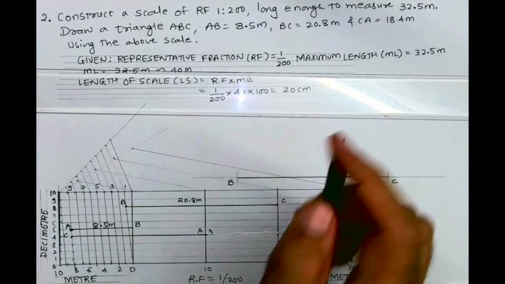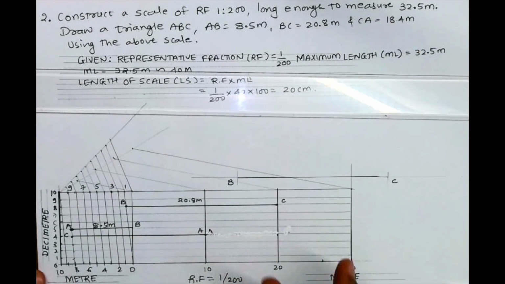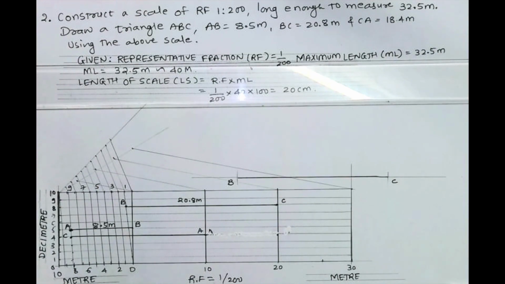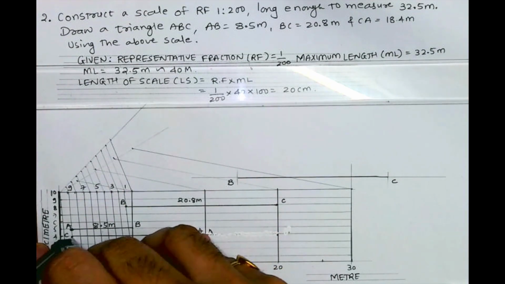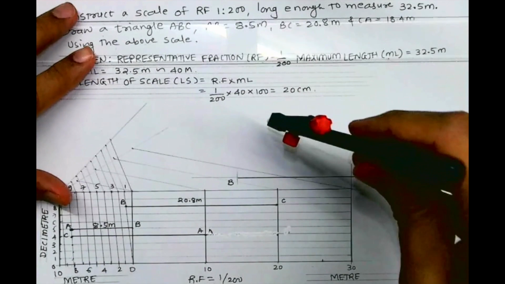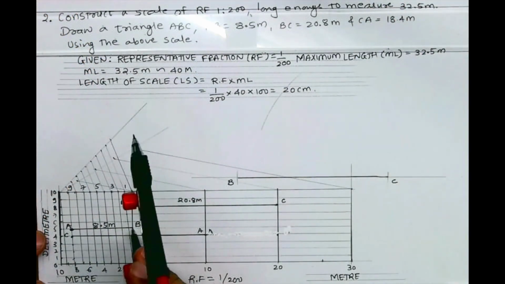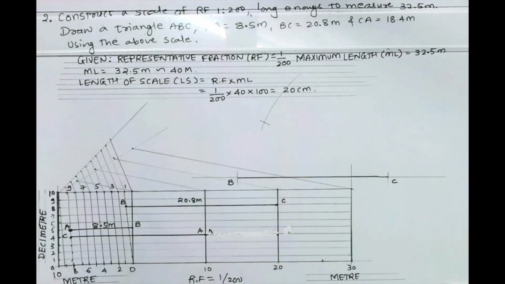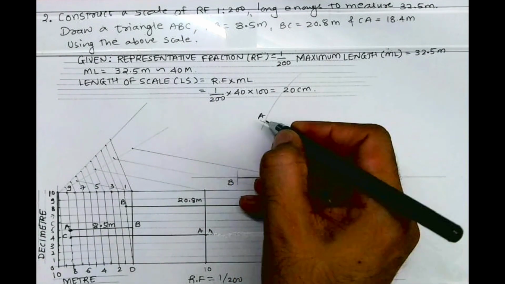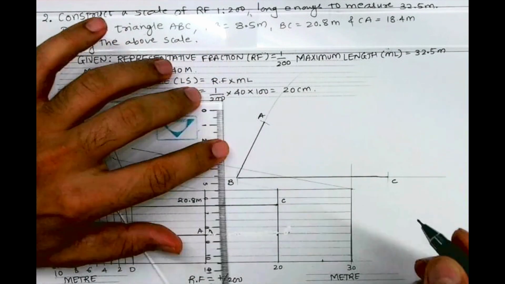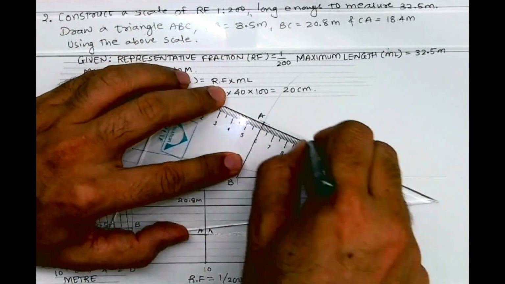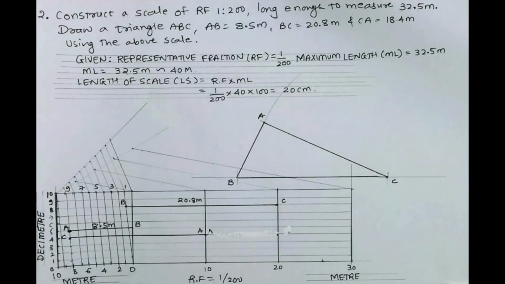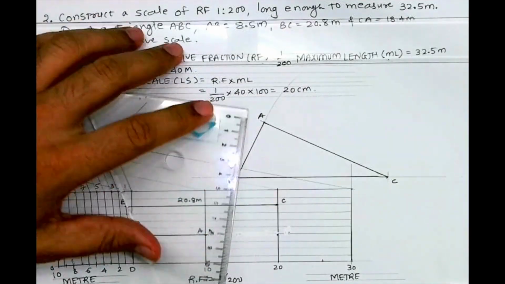So you take that distance and you cut from C. And then you take A to B and you cut from B. So join A to B and C to A. So this is how you'll get the triangle. So I hope you people have understood this. You can do dimensioning. Thank you.